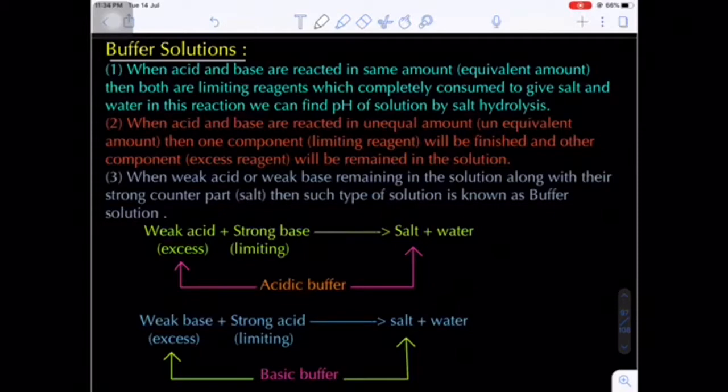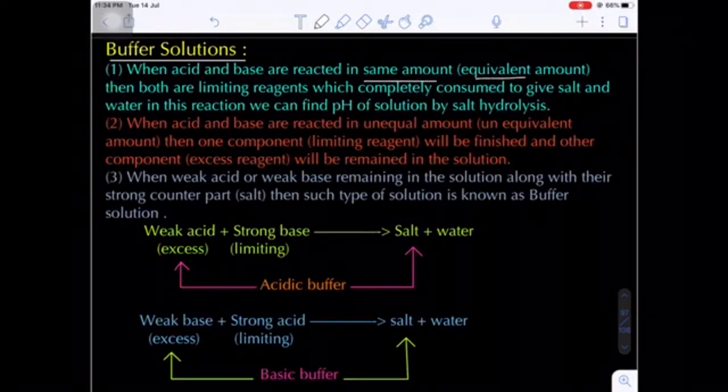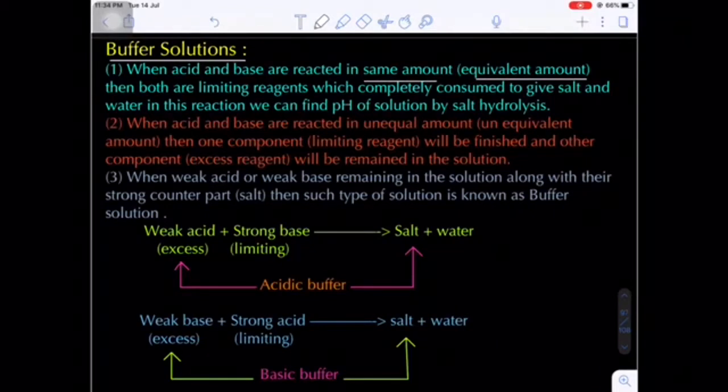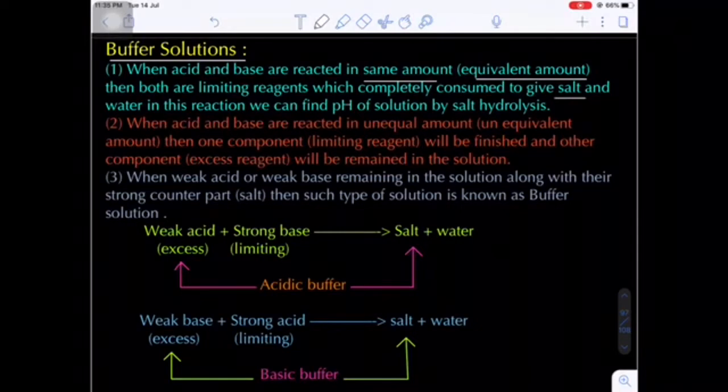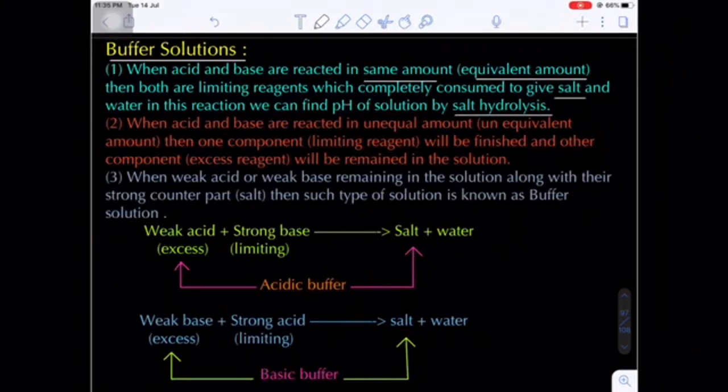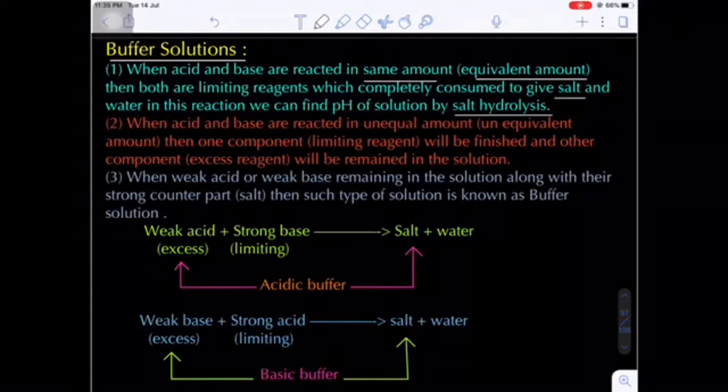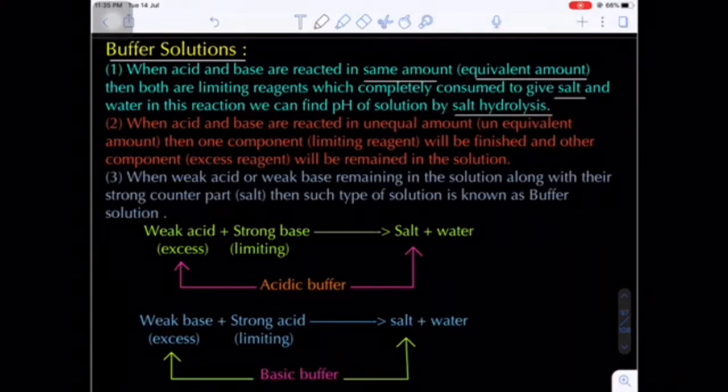Yes or no? In this neutralization, if the acid and base are both in the equivalent amount, then both are completely consumed because they are limiting reagents, and they give the salt. So the pH of the solution can be determined with the help of salt hydrolysis, which we covered in the last lecture. Now suppose the acid and base reacted in unequal amounts, then what happens? Any one of the components will be left and salt will be formed. Are you getting my point?